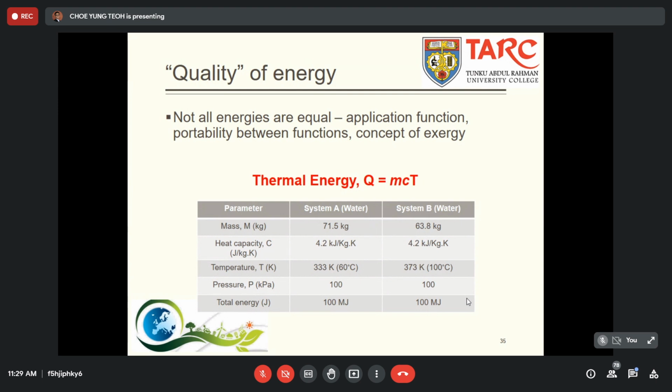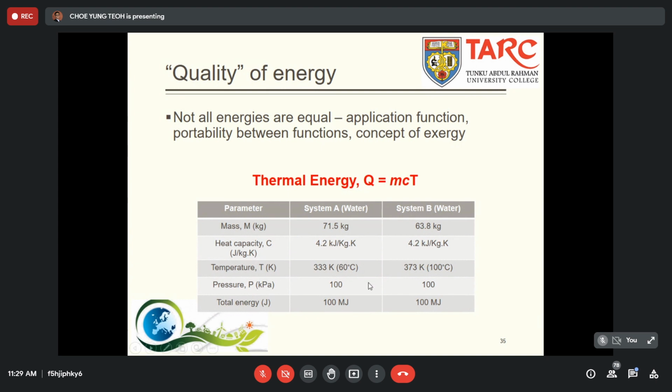Yes, the value is equivalent to 100 ringgit of cash, but the quality is not the same because you are not able to convert it to other things easily. I want to use the shampoo to exchange for food, maybe the shop will not want to accept it. But cash, everyone will accept it. So cash has a much higher quality than shampoo, although the value is exactly the same, because it's easier to convert to other types of energy, material or product.